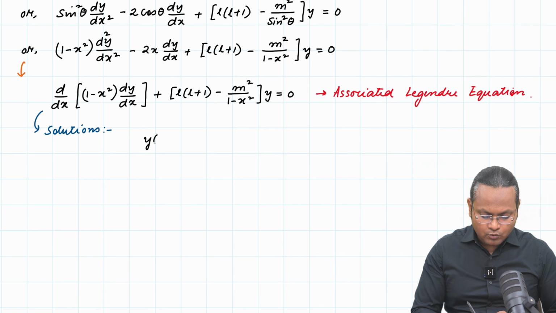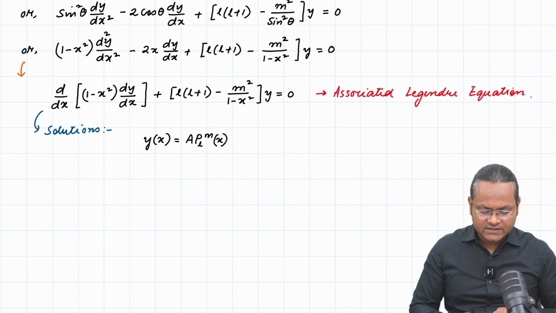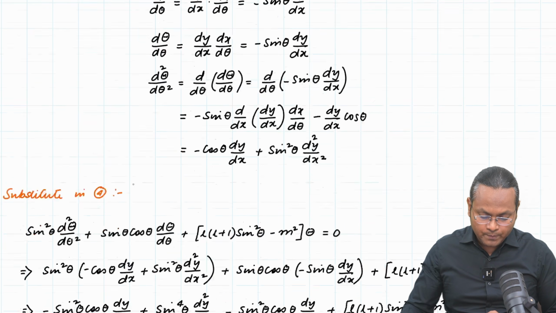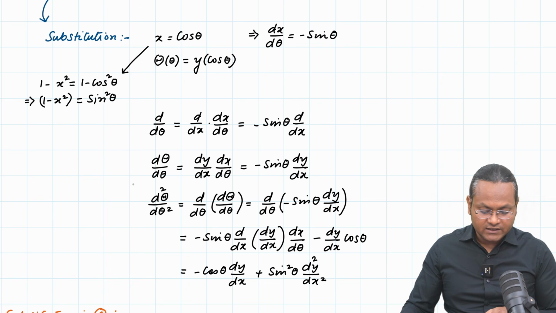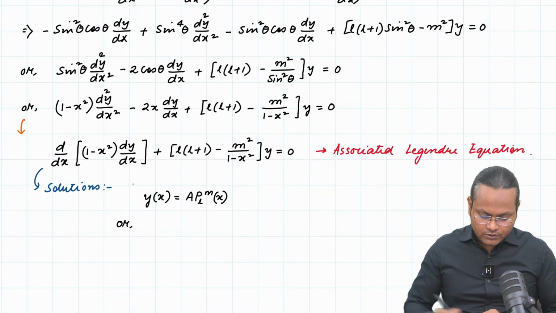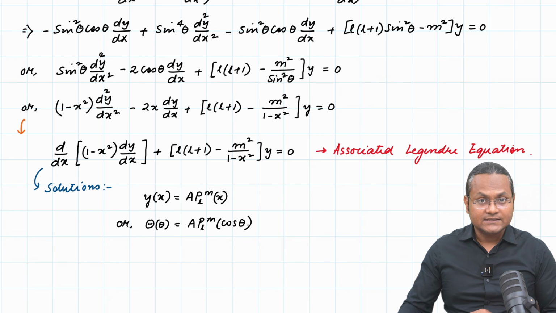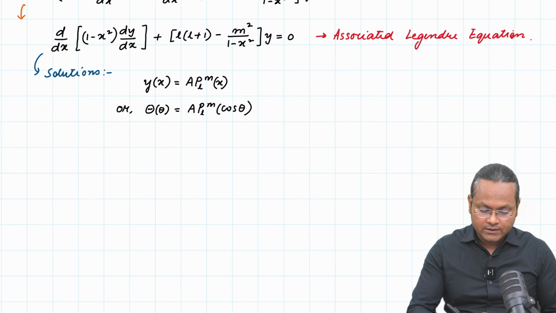So here we can write y(x) equals some kind of a constant times P_l^m(x), where P_l^m(x) is the associated Legendre function. Because y(x) is also equal to theta, as I've already made that substitution, the theta function with respect to the theta variable is equal to a constant times P_l^m(x), where x is equal to cos theta. Okay, there you have it. This is the associated Legendre function.